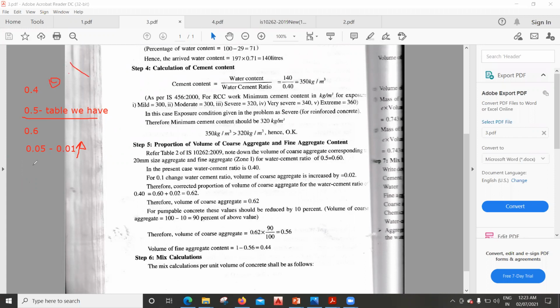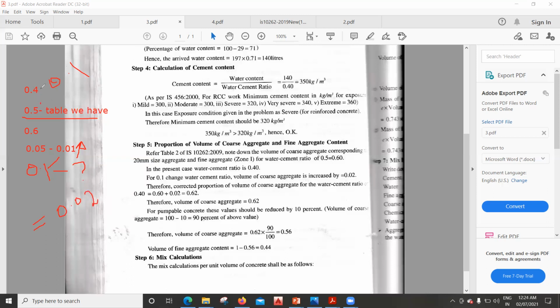Now you put 0.1 here and do this elementary calculation that we used to do. If for one banana it is 5 rupees, for five bananas, how many rupees? For 0.05 water cement ratio increase, you decrease it by 0.01; if there is an increase of 0.1, how much do we have to decrease? It's very simple. Do the cross multiplication. I'll do it manually. 0.1 into 0.01, divided by 0.05, you are going to get 0.02, right?